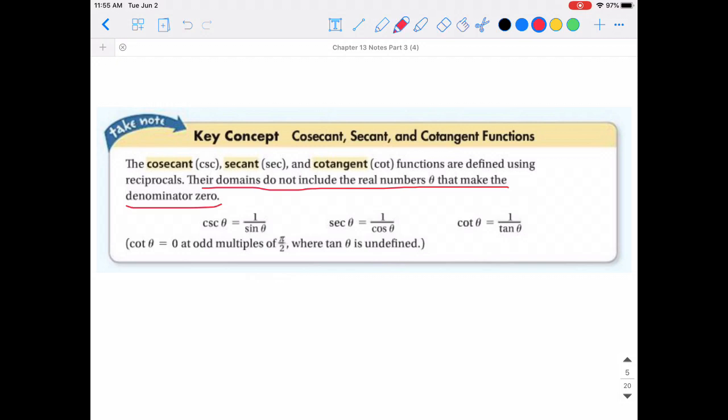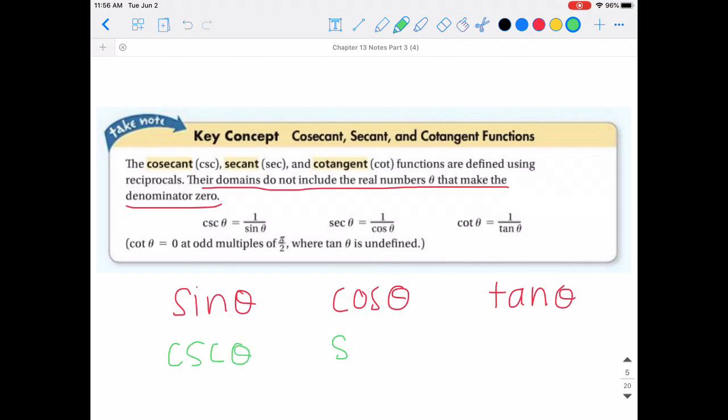So cosecant is represented by 1 over sine of theta, secant is represented as 1 over cosine of theta, and cotangent is represented as 1 over tangent of theta. And a little helpful hint to remember what trig functions go with the reciprocals. We have sine of theta, cosine of theta, and tangent of theta. For the reciprocals, what matches up with sine is cosecant of theta, cosine matches up with secant of theta, and tangent matches up with cotangent of theta. Tangent's pretty easy to remember because cotangent has the word in it, so tangent and cotangent match up as reciprocals.